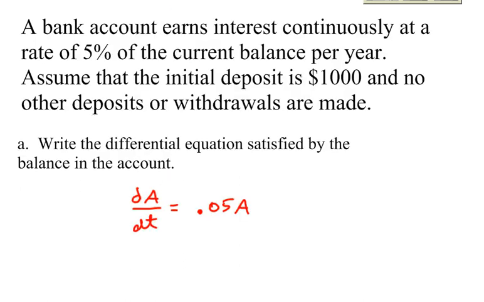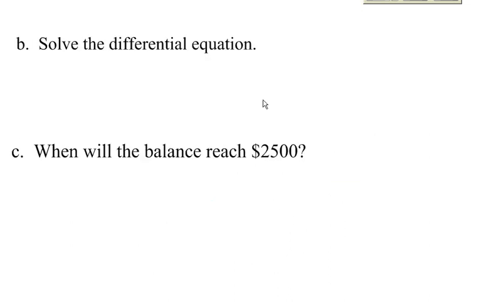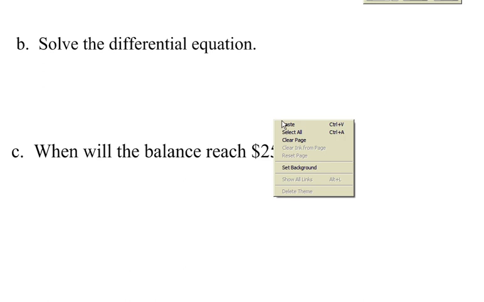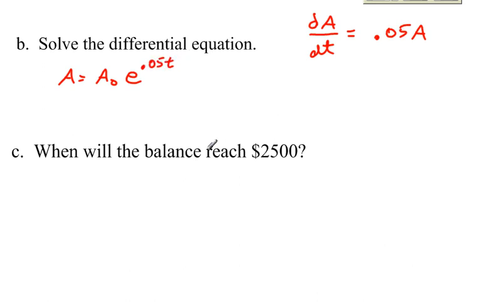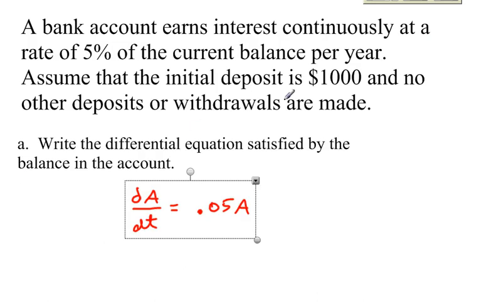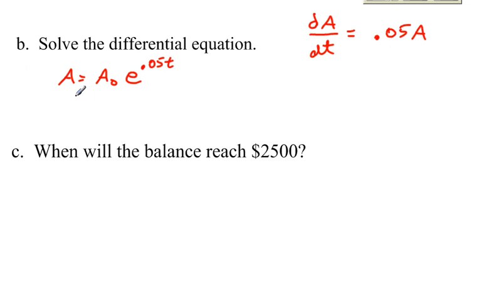So there's that. And now it asks me to solve that differential equation. Let's go ahead and grab this for a minute. We're going to copy that, bring it over here, and we want to solve that equation. Well, remember, we already know that the solution is going to be in the form A equals A sub 0, our initial amount, times e to the 0.05t, since I know this k value. So I'm good to go there. I have solved it. They give me an initial amount I can put in there: $1,000. So A equals 1,000 e to the 0.05t.